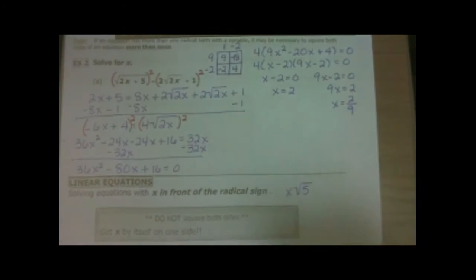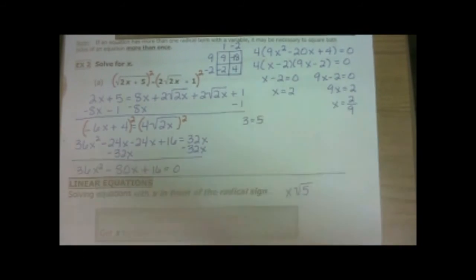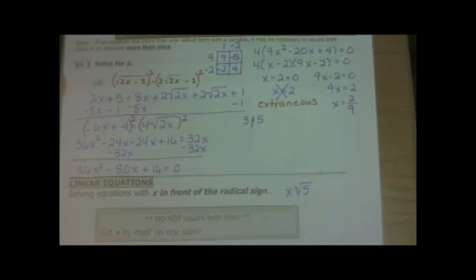Now, we have the difficult task of checking these solutions. All right, so on the left-hand side, if I put a 2 in here, I've got 4 plus 5 is 9. The square root of that is 3. On the other side, 2 times 2 is 4. The square root of that is 2, times 2 is 4. Plus 1 is 5. That does not work. So this is not a solution. This is extraneous. It does not work because 3 does not equal 5.